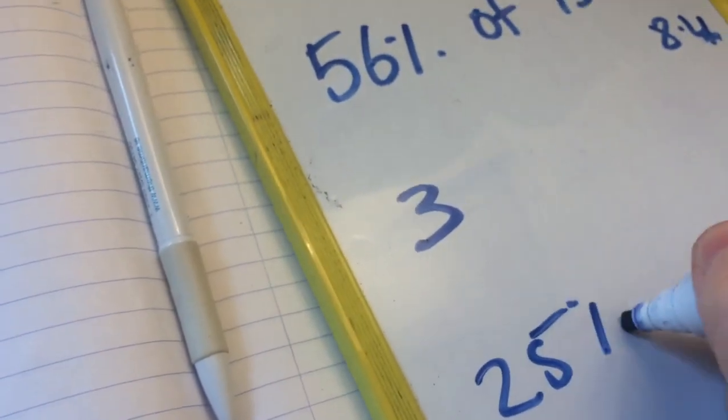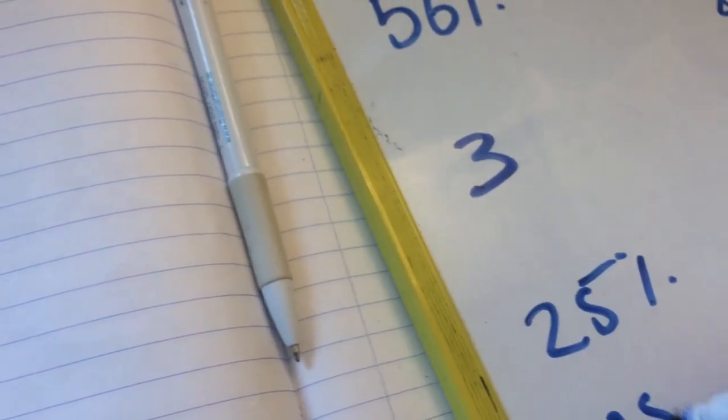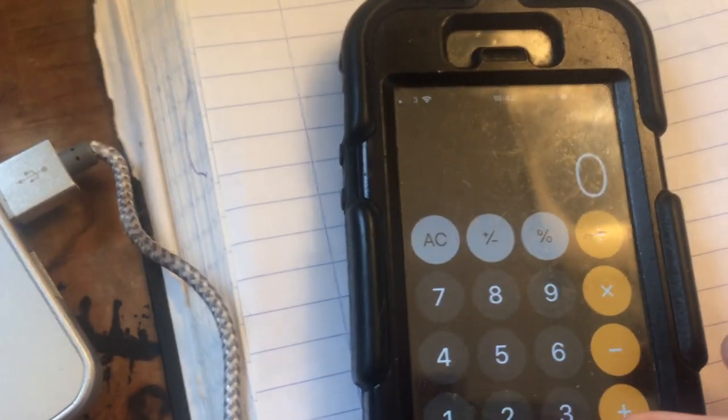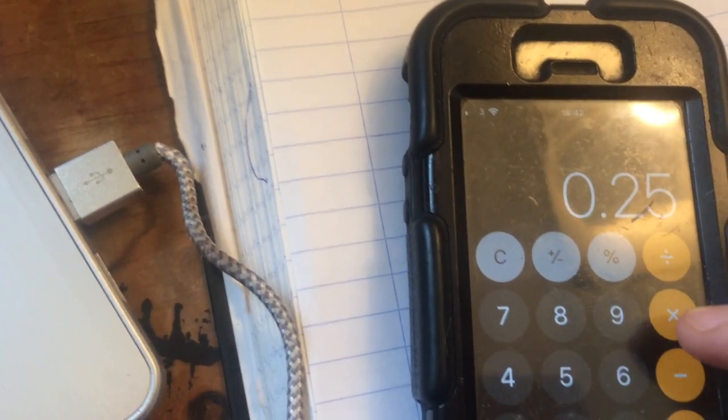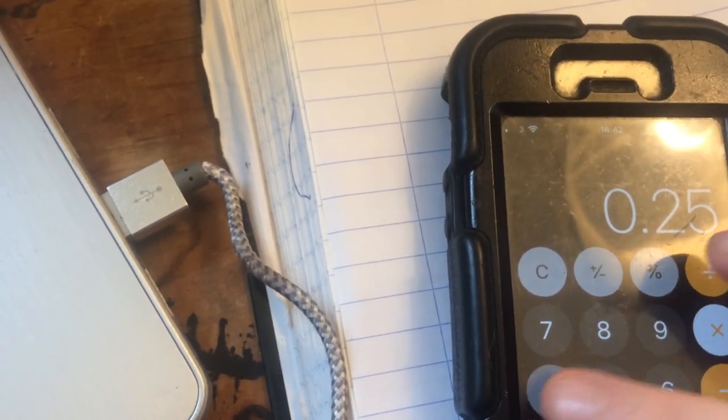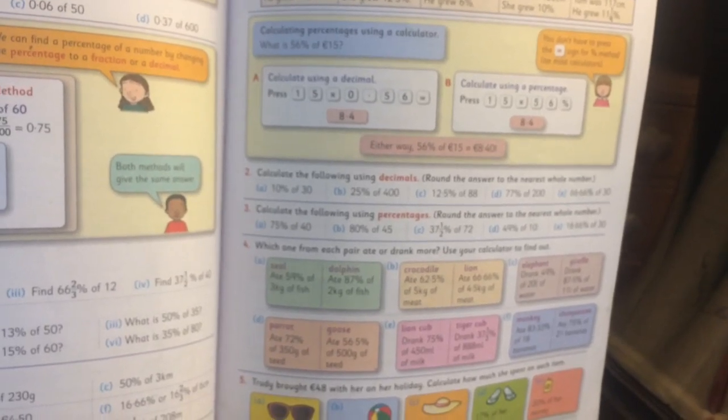I'll do the next one for you. 25%. So what's 25% in decimals? It's 0.25. Okay, so let's clear that. And we go 0.25 multiply by 400 equals 100. So we didn't have to round there either, but you'll obviously have to round some of them. If whatever is behind the decimal point is below 5, you leave the whole number as it is, and if it's 5 and above, you go to the next whole number. Okay, you know how to round. Give that a go.